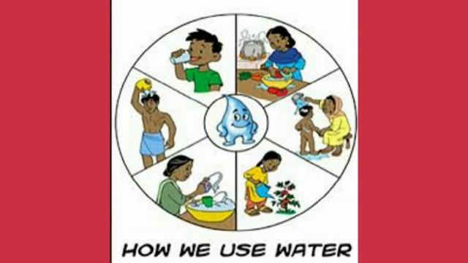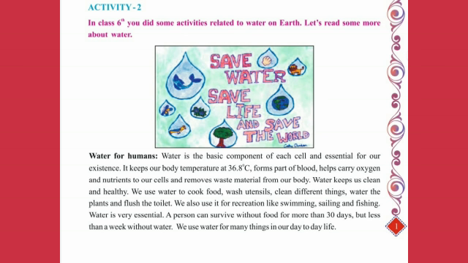We use water to cook food, wash utensils, clean different things, water the plants and flush the toilet. We also use it for recreation like swimming, sailing and fishing. Water is very essential. A person can survive without food for more than 30 days, but less than a week without water. We use water for many things in our day-to-day life.